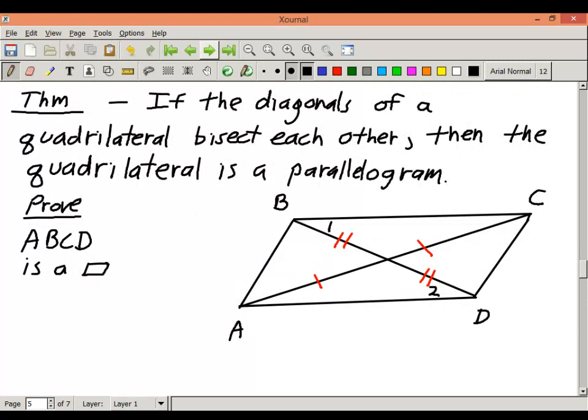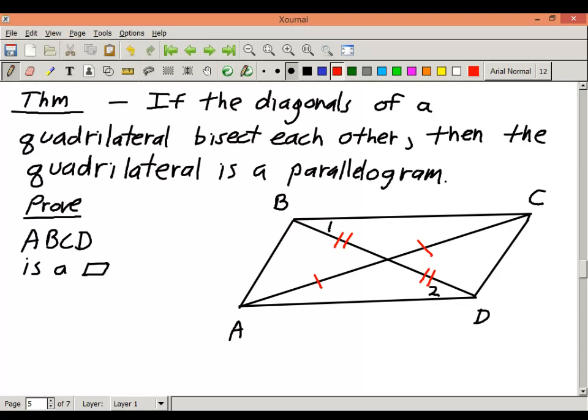Okay, our last theorem before we work a couple examples. Again, it's the same as the other four in that it ends with then the quadrilateral is a parallelogram. This theorem says if the diagonals of a quadrilateral bisect each other, then the quadrilateral is a parallelogram.